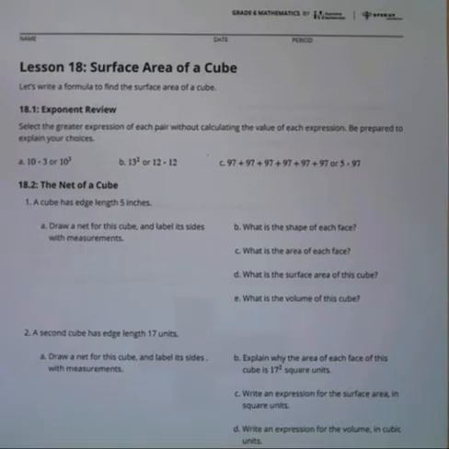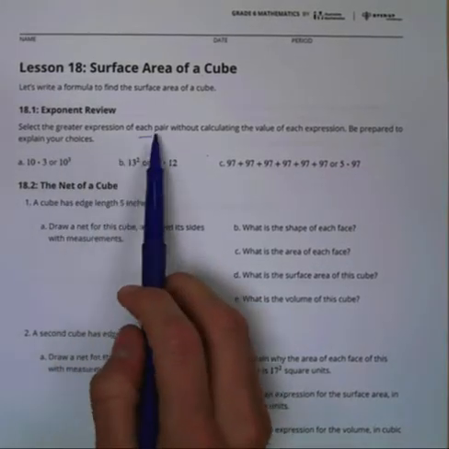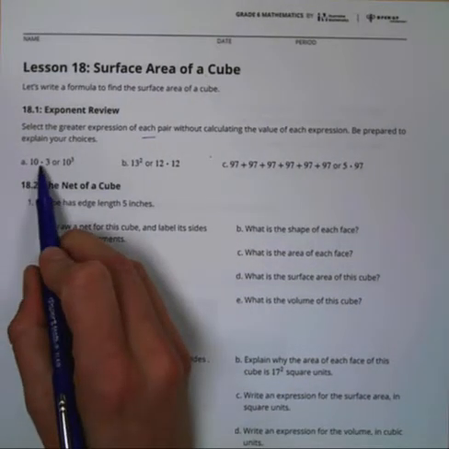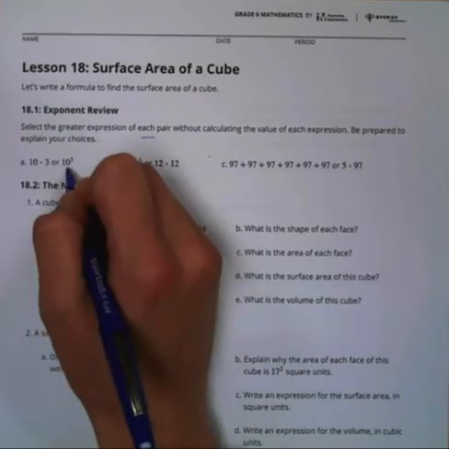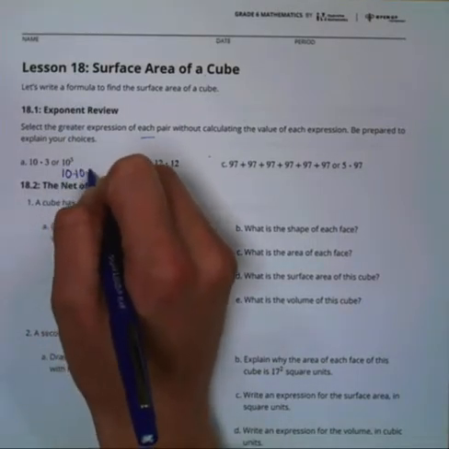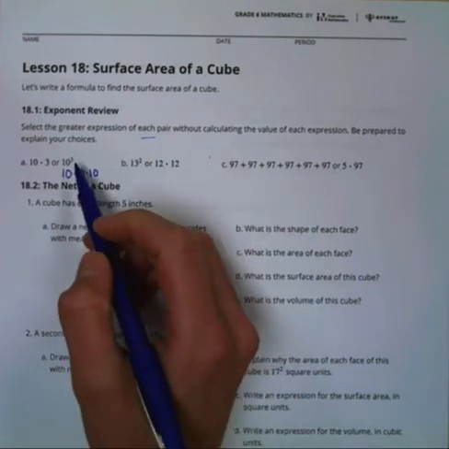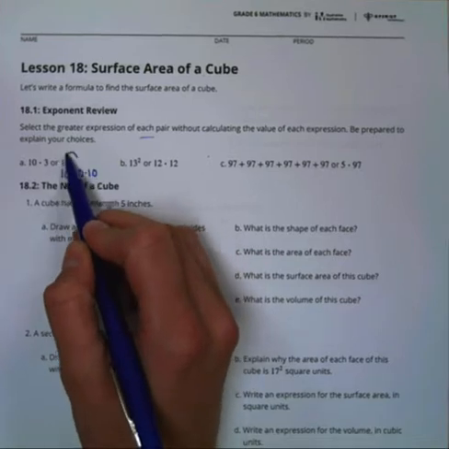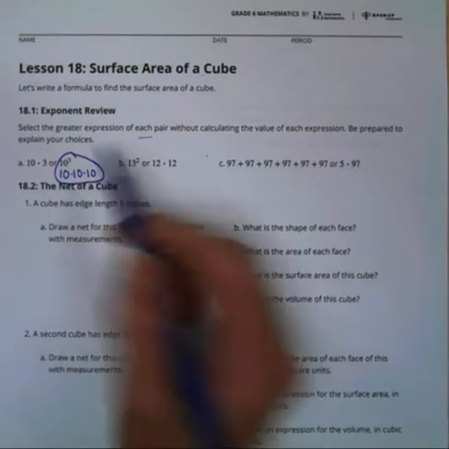Let's review exponents to start off. It says select the greater expression without calculating the value of each pair. Be prepared to explain your choices. We have 10 times 3 or 10 cubed. Remember, 10 cubed means 10 times 10 times 10. Well, 10 times 3 is only 30 and 10 times 10 is already 100. So 10 cubed is the greater choice here.